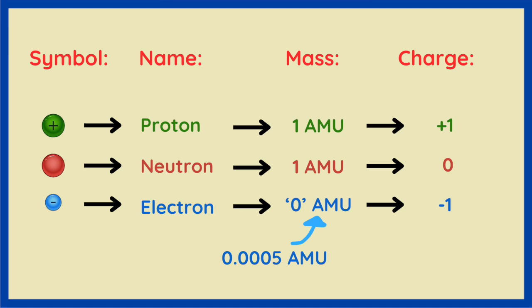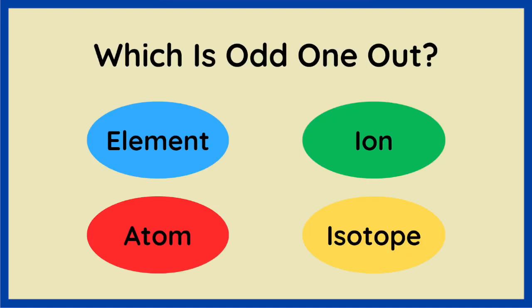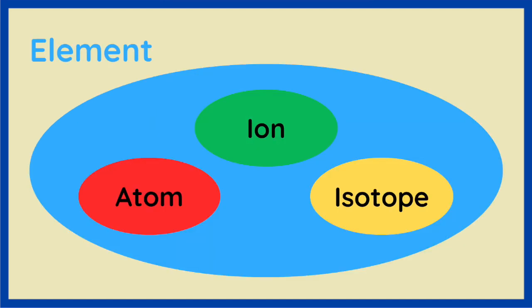It's not actually a zero mass, it's 0.0005 atomic mass units, but it's so tiny that we essentially treat it as if it were zero. With that, a great starting point to deciphering between these four is choosing the one that's the odd one out. And that happens to be element, because it's the umbrella category.